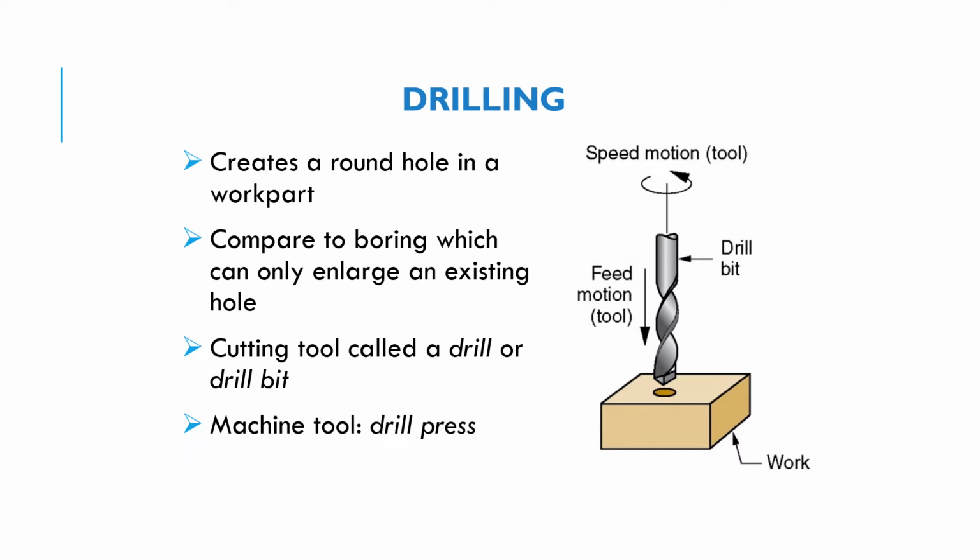The next process that we're going to look into is the drilling process. The drilling process creates a round hole in the workpart. Compared to boring, which can only enlarge an existing hole, in drilling you can create the hole using the drill bit. So the cutting tool is called a drill or drill bit, and the machine used is the drill press.